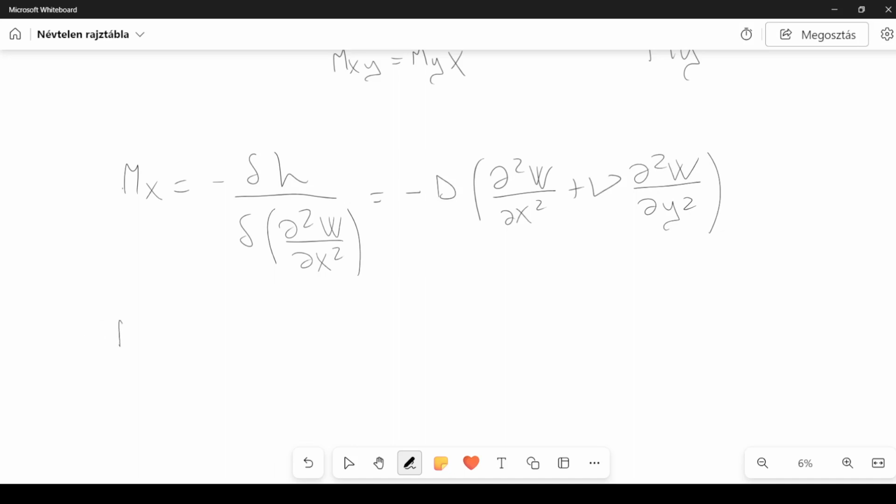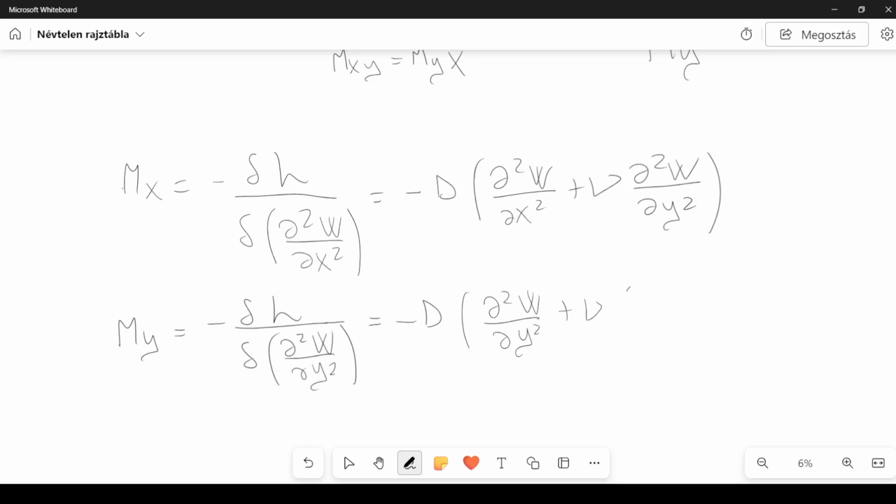And similarly, you can calculate my, which is minus the change in L with respect to the change in d squared w dy squared, which is equal to minus d squared w dy squared plus nu d squared w dx squared. So you can see that they are symmetric. They are not equal because you can see that in my, nu multiplies d squared w dx squared, whereas in mx, nu multiplies d squared w dy squared. So they are symmetric in this sense.